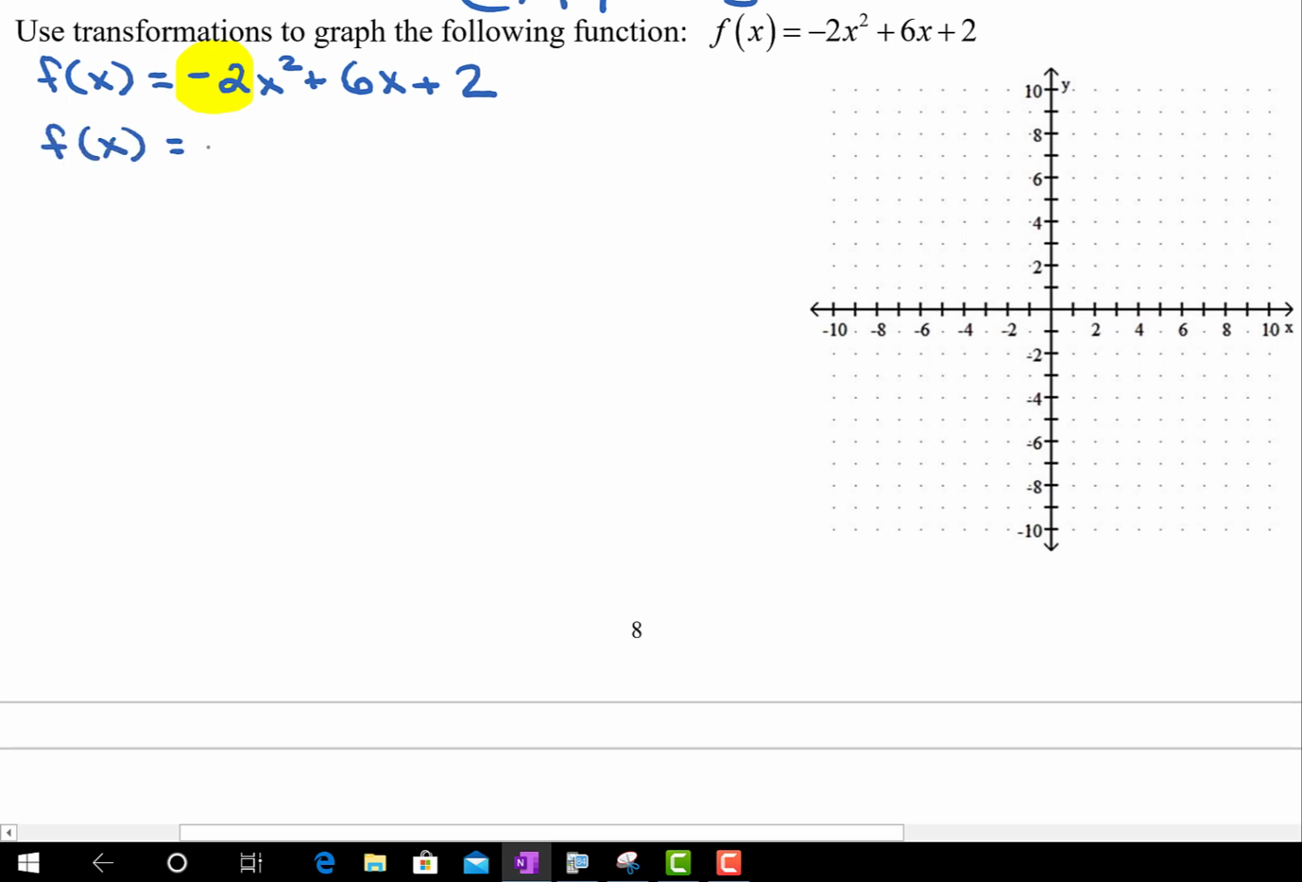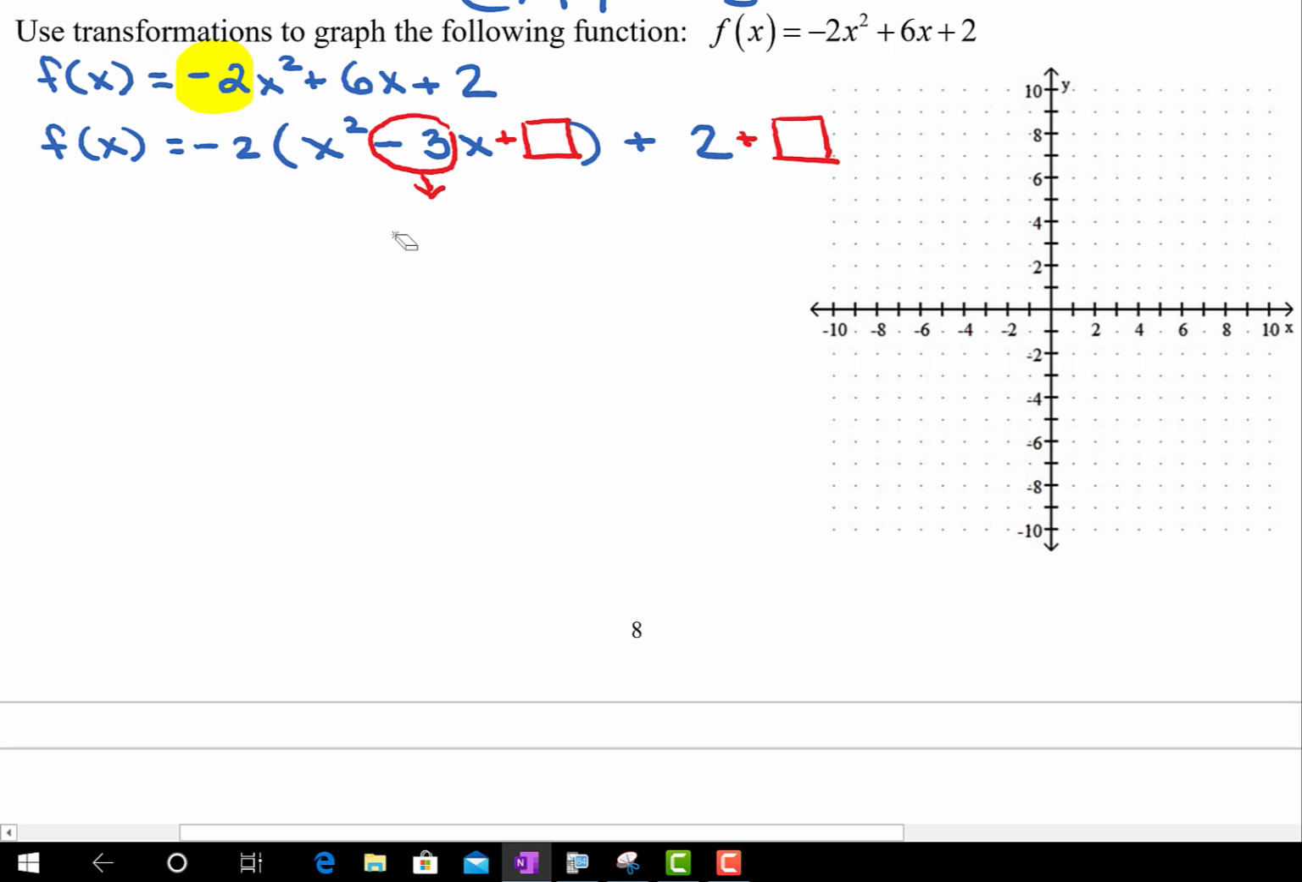So let's factor out a negative 2. That's going to leave me with x squared minus 3x. And then I'm going to push that plus 2 out here outside the parentheses. Now, in order to complete the square, I need to add something inside the parentheses and something outside that's going to balance out and make sure it maintains my equation in equivalent form.